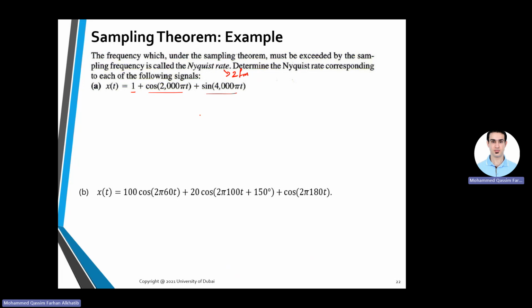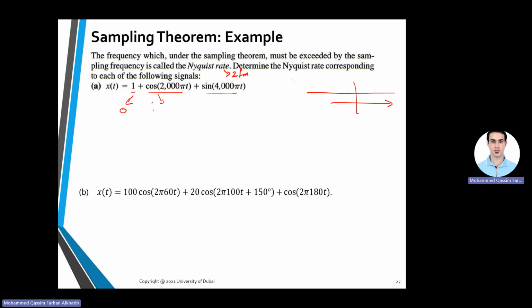First, you need to find the maximum frequency of this signal. So the first one, what is the frequency there? DC signal, what is the frequency? 0. 1 is DC. If you want to draw it, that's the value 1. It's a constant over time. So that's a DC signal. There is no repetition, no alternating. So in this case, the frequency for a DC signal is 0.